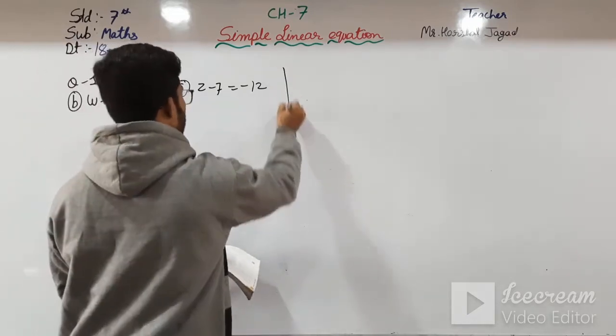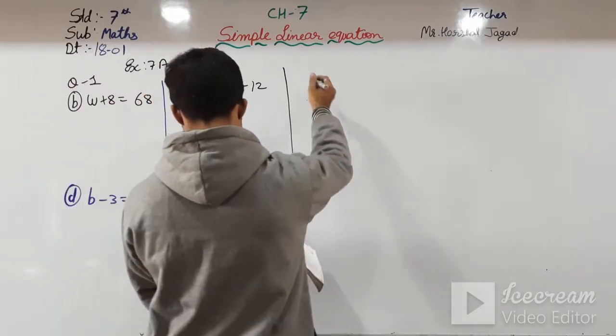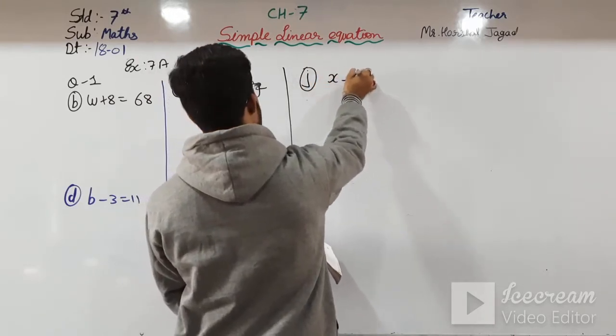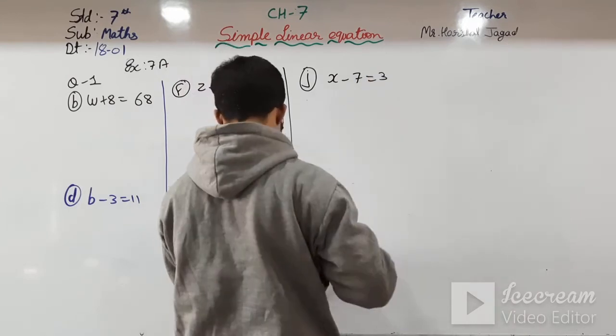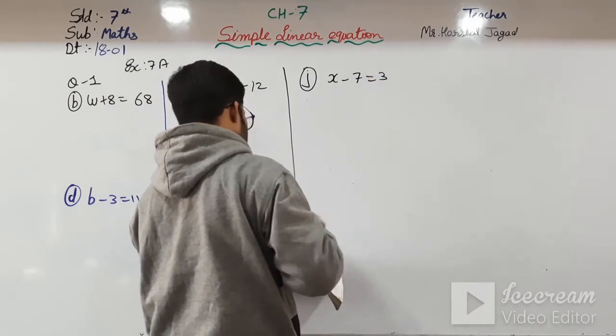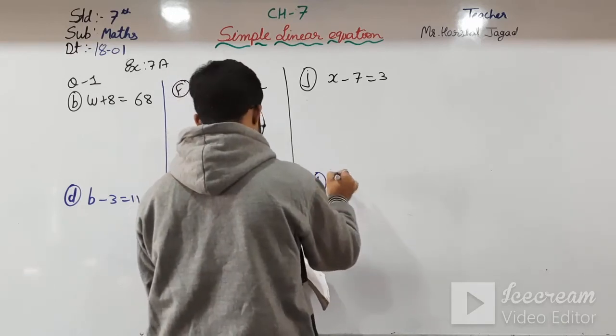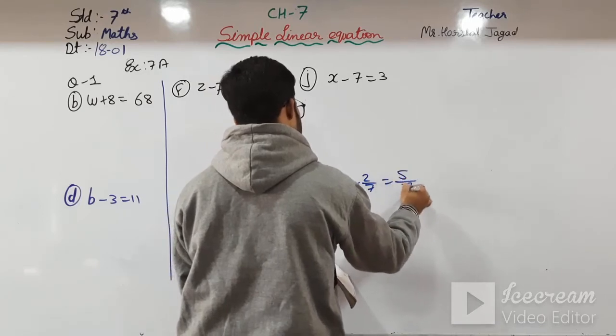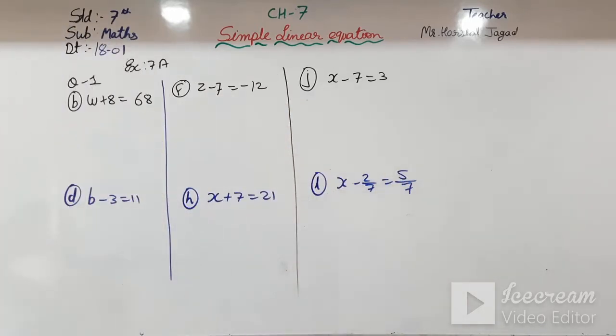Then after, j, that is x minus 7 is equal to 3. And the last one, that is l, that is x minus 2 by 7 is equal to 5 by 7. Okay students, here we will solve this. Okay, now let us solve one by one.